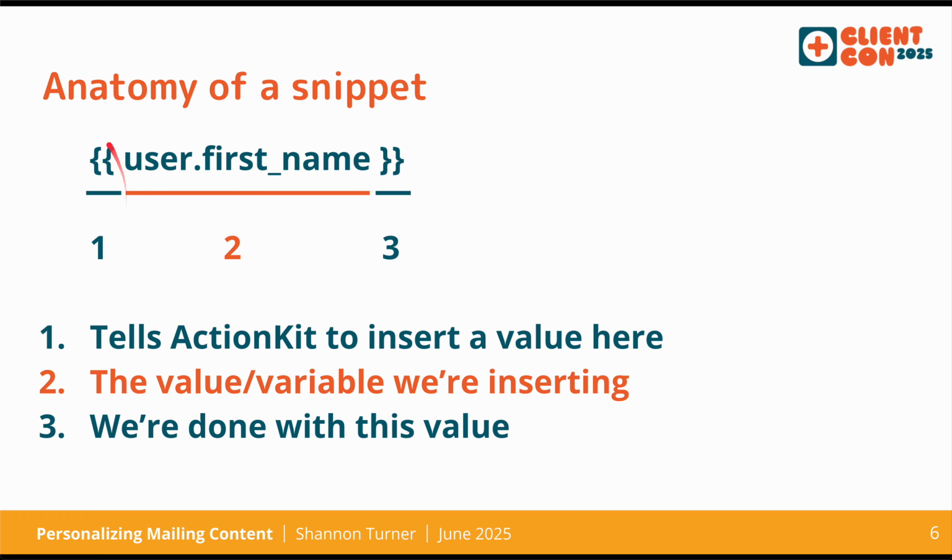So first, highlighted here in 1, this is going to tell ActionKit we want to insert a value here. Number 2 is the value or variable. You'll hear those interchangeably. The value or variable that we're inserting. And number 3 with the curly braces says that we are done with this value. Let's move on to something else.